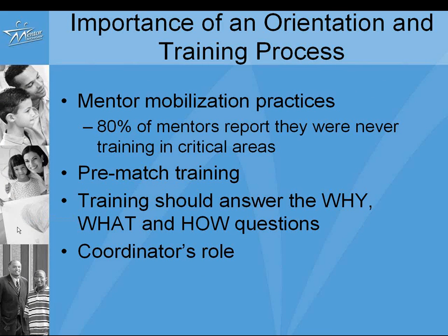Okay. So we're going to move on and talk again about the importance of an orientation and training process. So we gave you some information earlier in the presentation, but less than 30% of at-risk youth are actively engaged in a mentoring relationship, and most of the experts point to ineffective mobilization practices, so turning interested volunteers into mentors, as one of the reasons more youth are not in mentoring relationships. And that nearly 80% of mentors report that they were never trained in areas that are critical to retention and effectiveness.